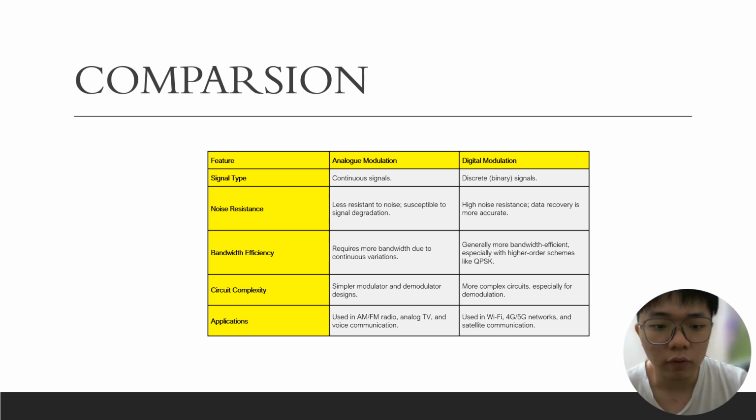Lastly, for application. Analog modulation is used in AM/FM radio, analog TV, and voice communications. Next is digital modulation. It is used in Wi-Fi, 4G and 5G networks, and satellite communication.